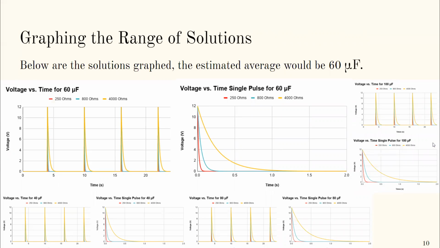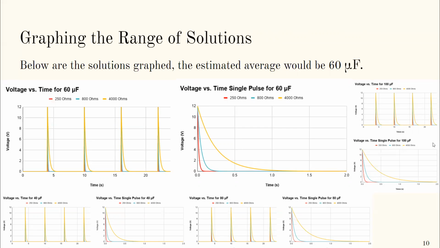It's basically just the model displayed. You see on the left for each one, there's the full graph, which isn't very helpful. It's not easy to see a lot of the values, but then I also solved for a single pulse for all of them.